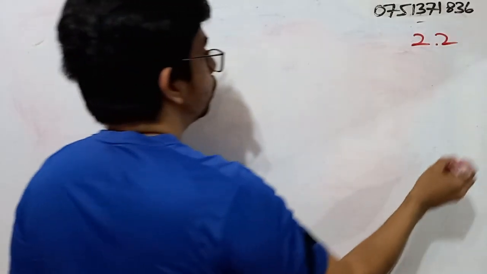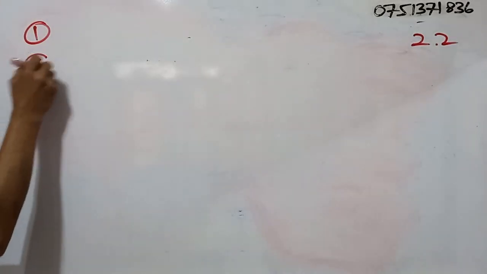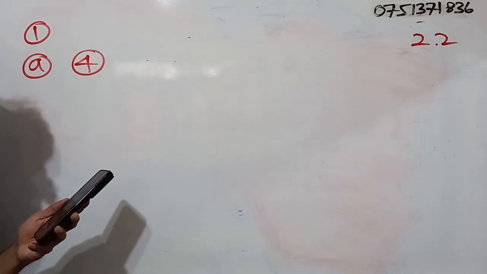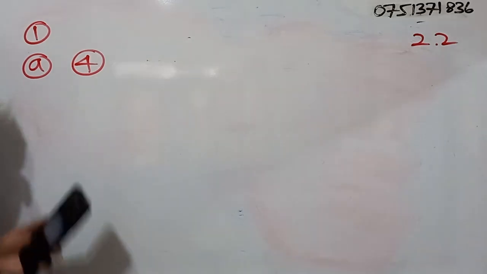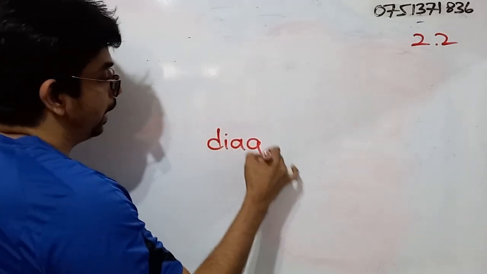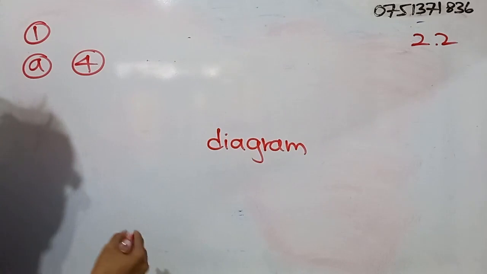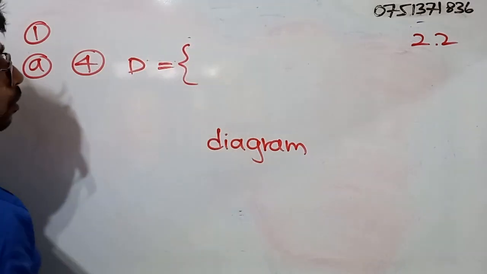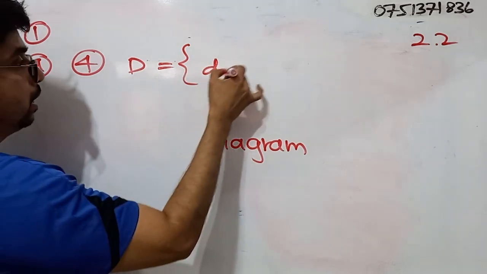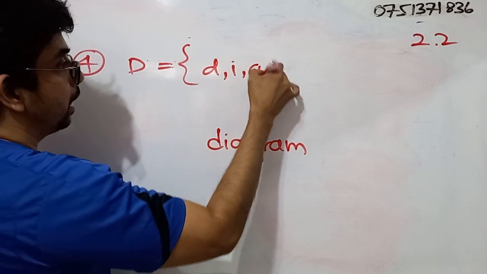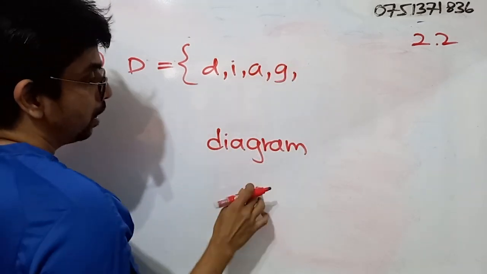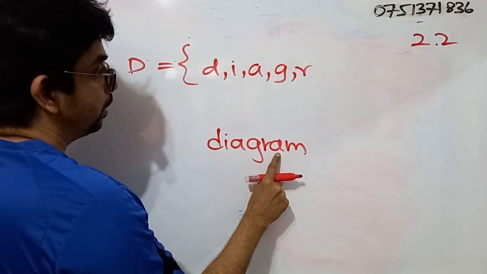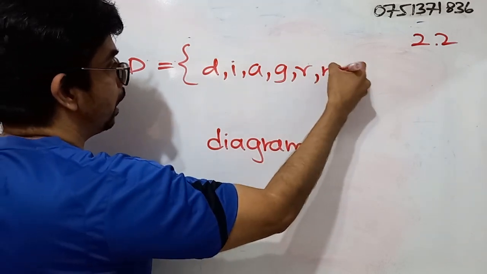Exercise 2.2. Question number 1. Simple A. Under that, part 4. Capital D is equal to, within brackets, letters of the word diagram. So we will write the word diagram. So the set name is capital D. So this is equal to open curly brackets. D, I, then A, then G, then R, then we can't write A again. We can't repeat elements. Then M.